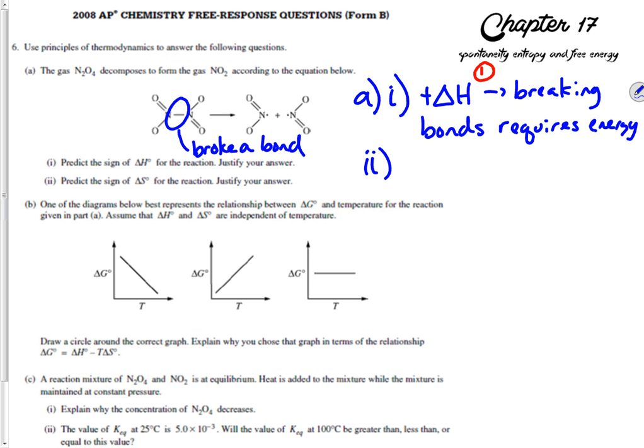Predict the sign of change in S for the reaction. Talk amongst yourselves. What is that? These are easier than you think, and they're easy points if you understand it.